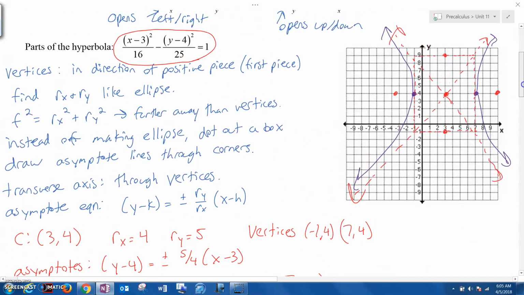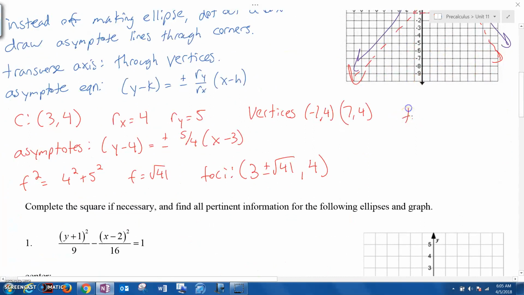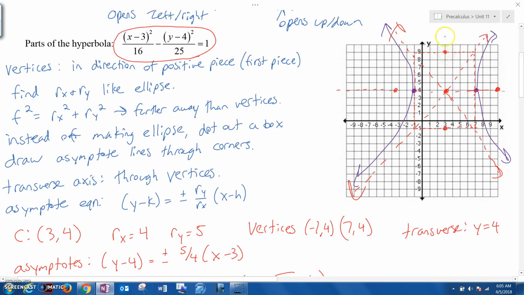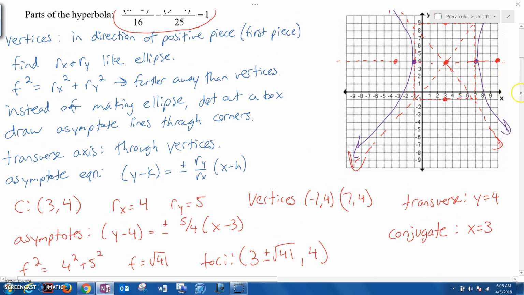I feel like I'm almost done. I want to list what the transverse axis is. That would be this here. Going through it, that's the line y equals 4. So transverse axis: y equals 4. Now there's another axis called the conjugate axis, which is the one that goes through the non-vertices. So I'll just write that out so you guys can see that. I didn't write it in the description, but the conjugate axis is x equals 3. It goes through the center but not through the vertices.